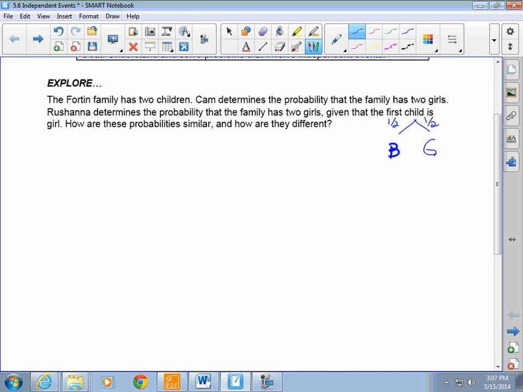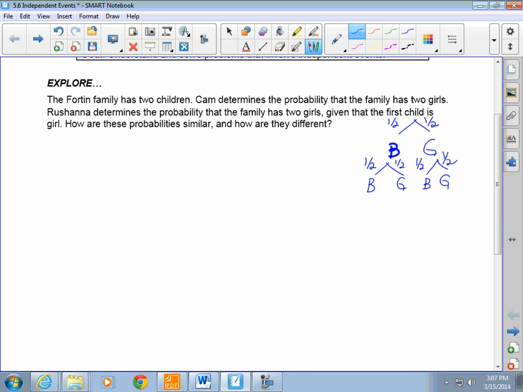So if the first child is a boy, the probability of the second child being a boy is 1 out of 2. Probability of the second child being a girl is 1 out of 2. If the first child was a girl, probability of the second child being a boy is 1/2. Probability of the second child being a girl is 1/2.